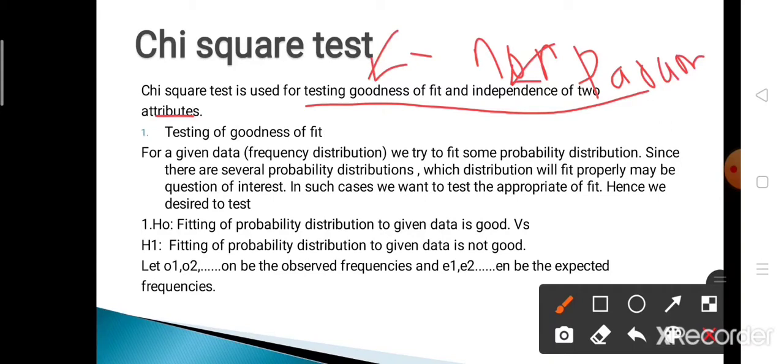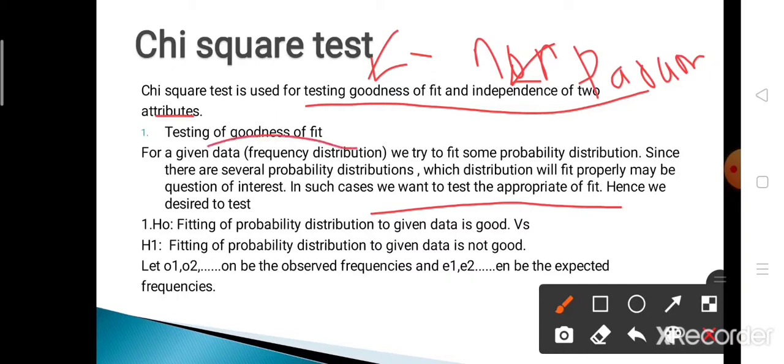For given data, that is a frequency distribution, we try to fit some probability distribution. Since there are several probability distributions, which distribution will fit properly may be the question of interest. In such cases, we want to test the appropriate fit, hence we desire to test. The first step involved in the testing of hypothesis is to formulate the null and alternative hypothesis. So what are the null and alternative hypotheses for testing the goodness of fit?